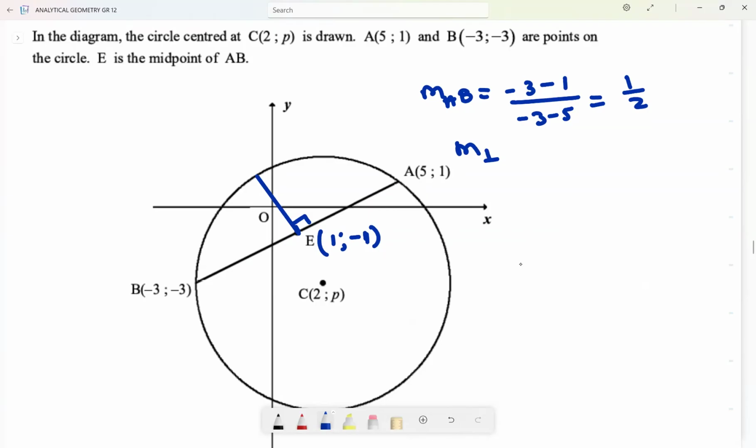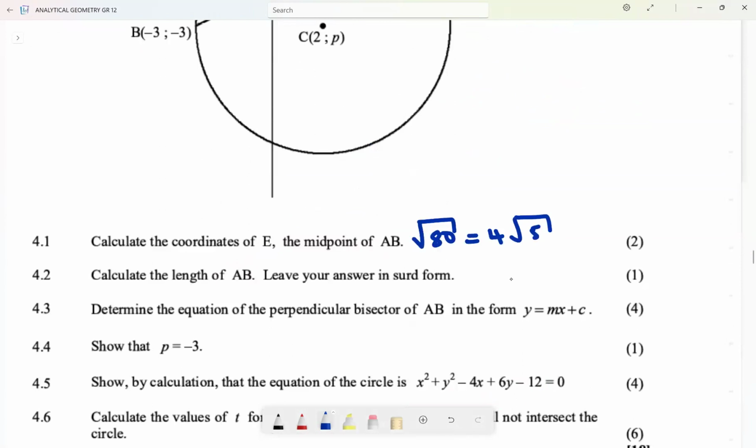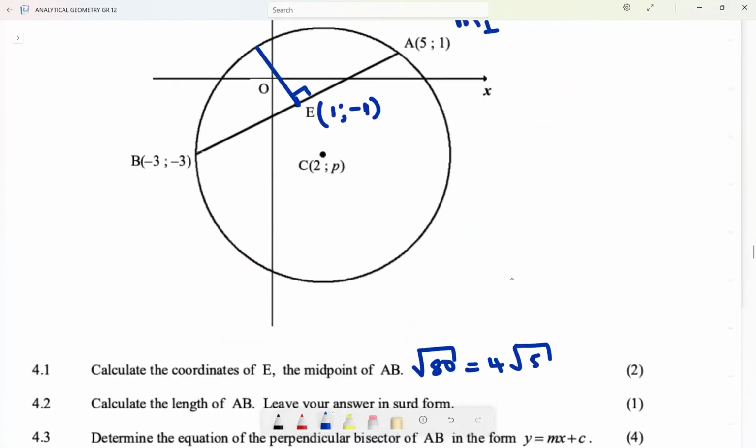Is the perpendicular bisector passing through point C? I'm not sure about that. But another thing, guys, still remember a line from the center to the midpoint of a chord? You still remember that from Euclidean geometry? So if this is the center and I have a chord anywhere, a line from the center to that chord is going to be perpendicular to it, so it's going to bisect it equally. So I can use EC.